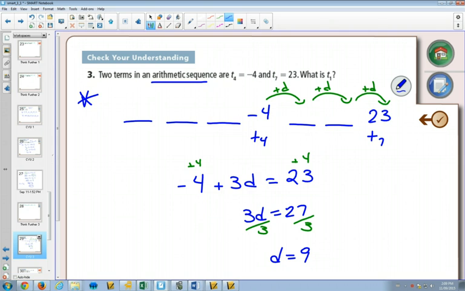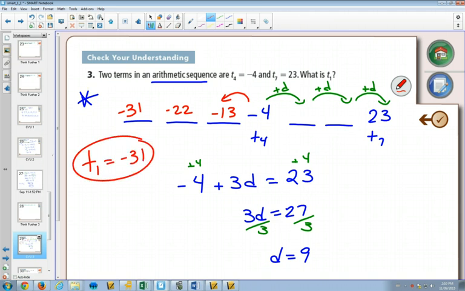Once we have d is equal to 9, there's 2 ways we can go about finding what term 1 is. One way is just using the pattern. What would I have to do if I went backwards? If I was adding 9, I'd have to subtract 9. So that would get me to -13, then -22, and finally -31. So I could find term 1 by just subtracting 9 once I figure out that my common difference is 9. And then I could say that I know that term 1 is equal to -31.